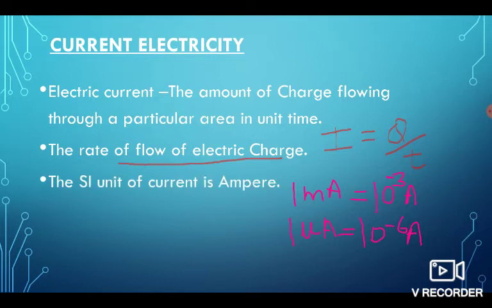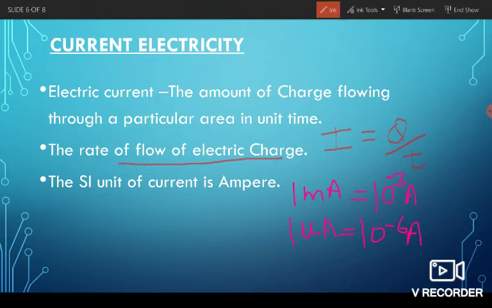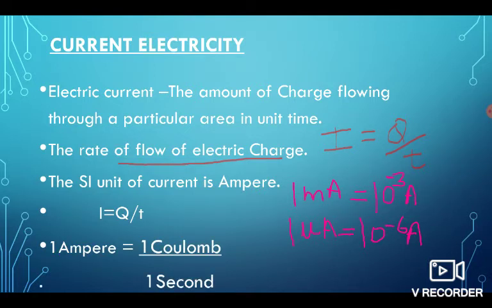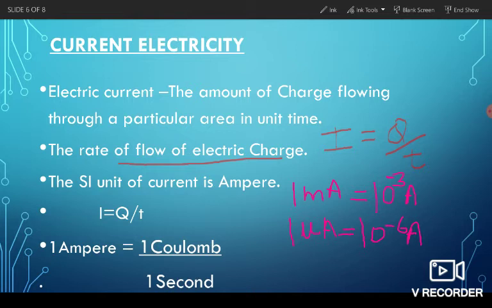Smaller units of current: milliampere is equal to 10 to the power minus 3 ampere. Microampere is 10 to the power minus 6 ampere. The SI unit of current is ampere. 1 ampere can be defined as when 1 coulomb of charge is transferred through a conductor in 1 second.